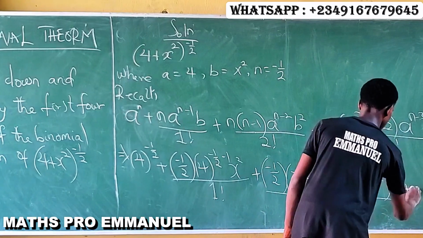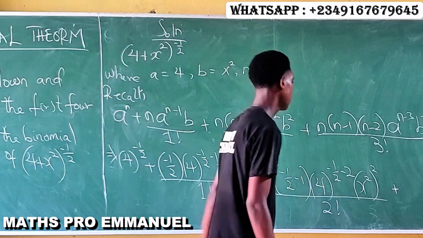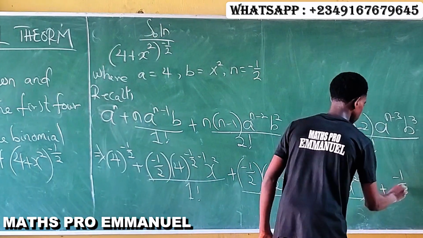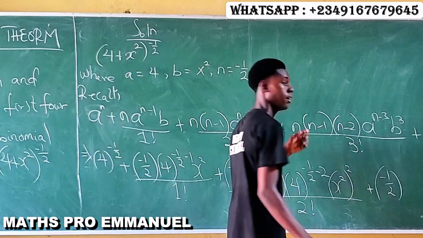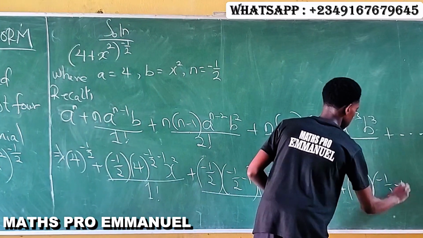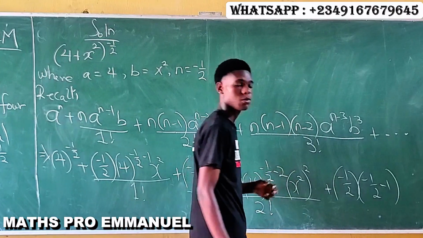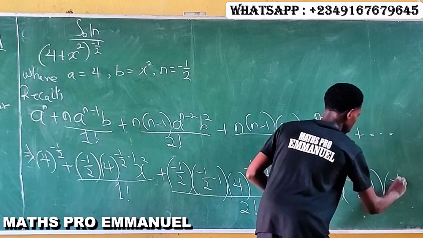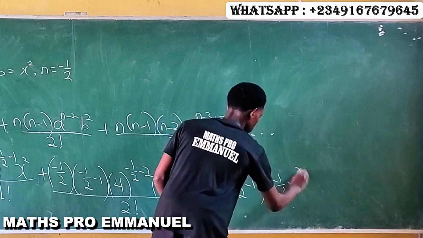Then for the next term, n is minus 1 over 2, multiplied by n minus 1. So that is minus 1 over 2 minus 1. Multiplied by n minus 2. That is minus 1 over 2 minus 2.